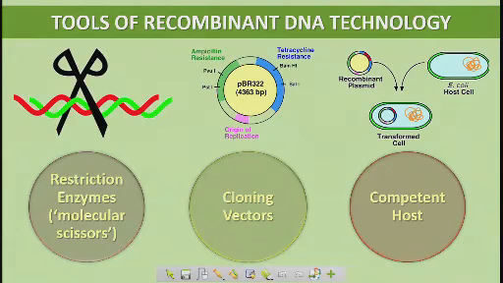Another tool that we use in recombinant DNA technology is the cloning vector. And next is the competent host. So, three main types of tools are used in recombinant DNA technology. These are the restriction enzymes, cloning vectors, and competent hosts.